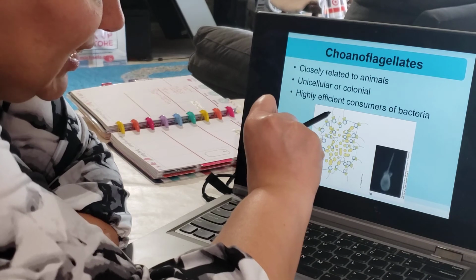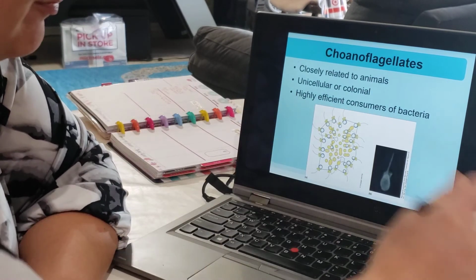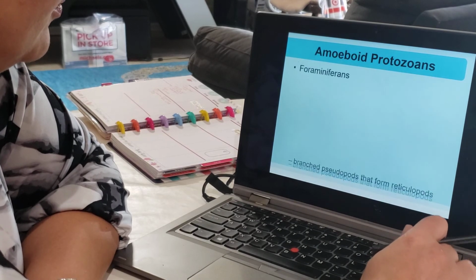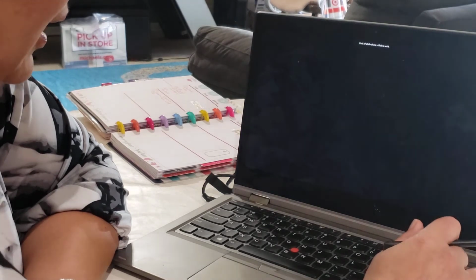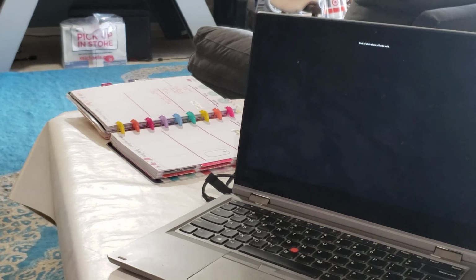All right, they have a similar collar cell setup that we've seen in sponges. There's so much cool stuff, guys, that I am just trying to limit how in-depth I'm going. And we are done. All right, guys, that's it for this unit.